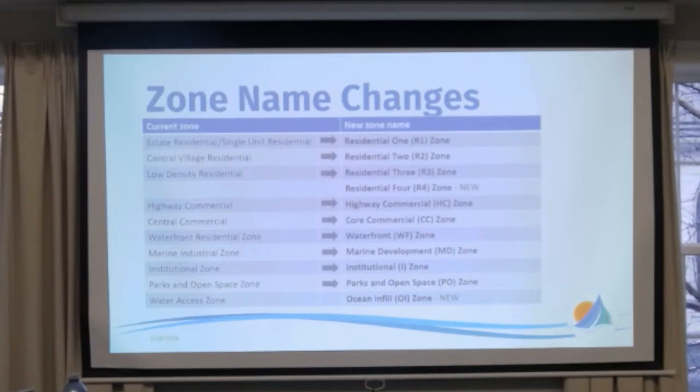This slide shows all of the zones. On the left you have the current zones, and on the right you have the new names for the zones. For the most part, many of them have stayed the same. The biggest change would be in the residential zones, where we moved from having uniquely named zones that were descriptive, but not always necessarily a great match, and we've just gone to an R1 to R4 zone, which is standard and something you find in many other land use bylaws.